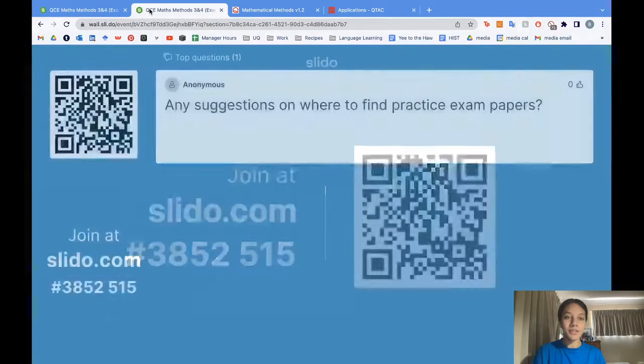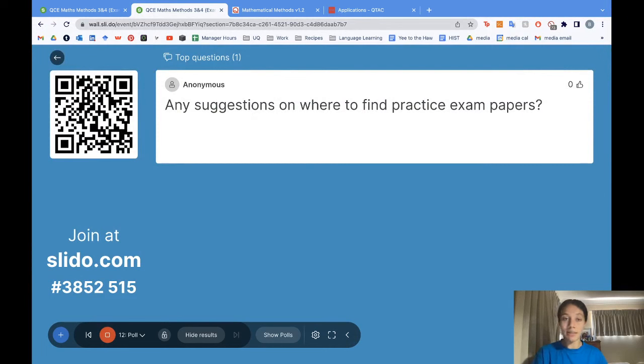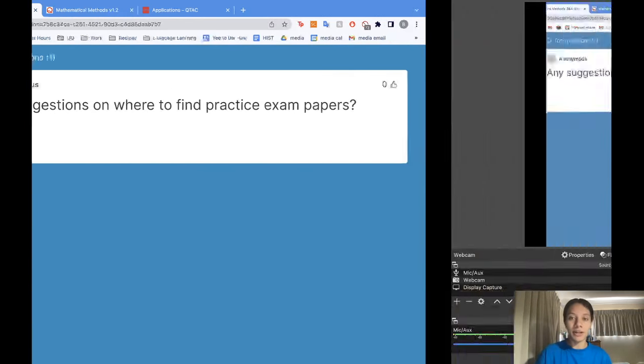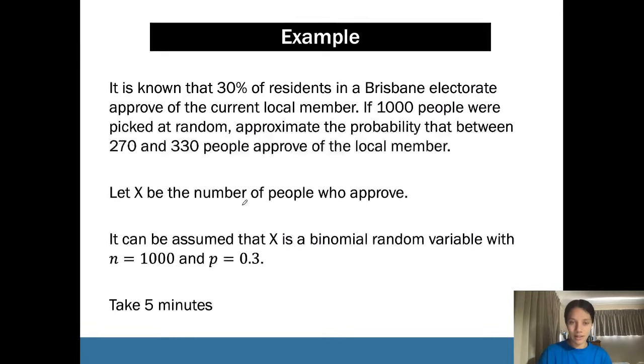And then we have another question: any suggestions on where to find practice exam papers? Like I said, if you use the Boyana QCE code and go onto Ed Unlimited, we have a full length, proper external length paper on there. And it looks like a practice exam paper as well, which is really cool. So I'll put that code back up in case anyone hasn't got it.